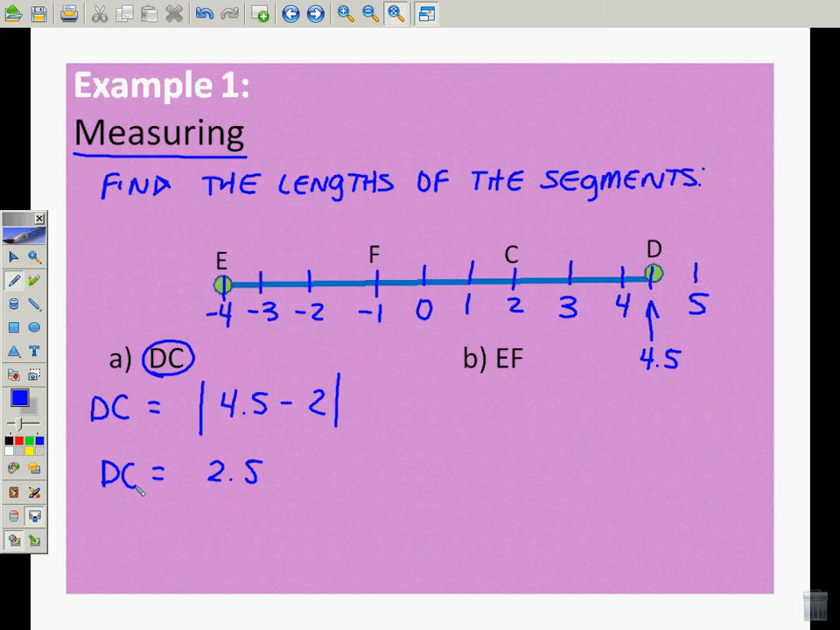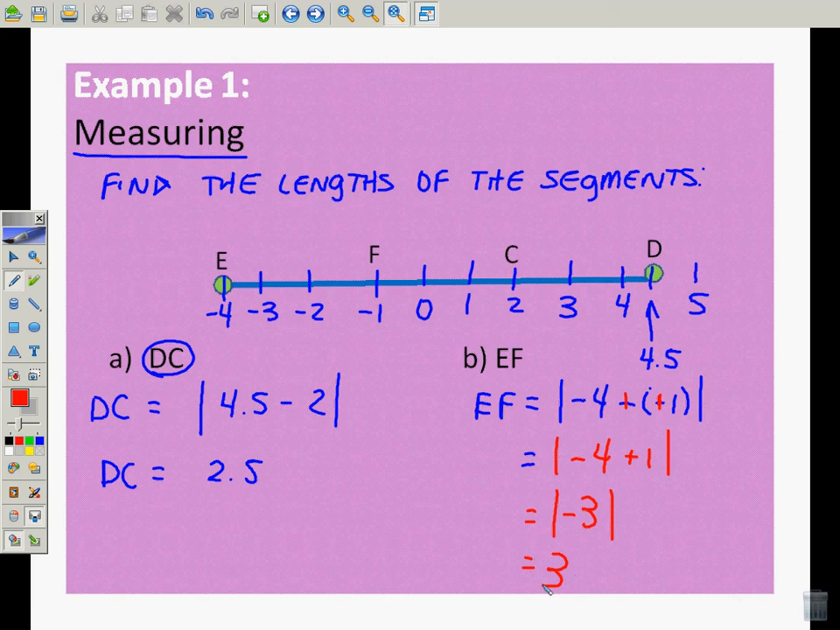EF. I'm going to have EF is equal to, let's look at this. I'm going to have the absolute value of -4 minus, F is at -1. Taking the difference here, -4 minus a -1. So maybe you've seen this little method before. Subtracting a negative is the same as adding. So I'm going to go with two positives here. Here we go. -4 plus 1. -3. See how that works? And if I wanted to count, I could go 1, 2, 3. Okay? So that's what we're doing here.